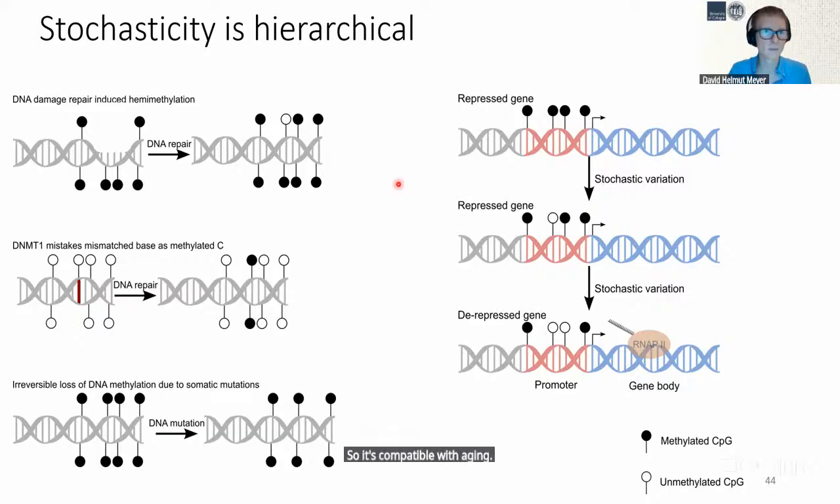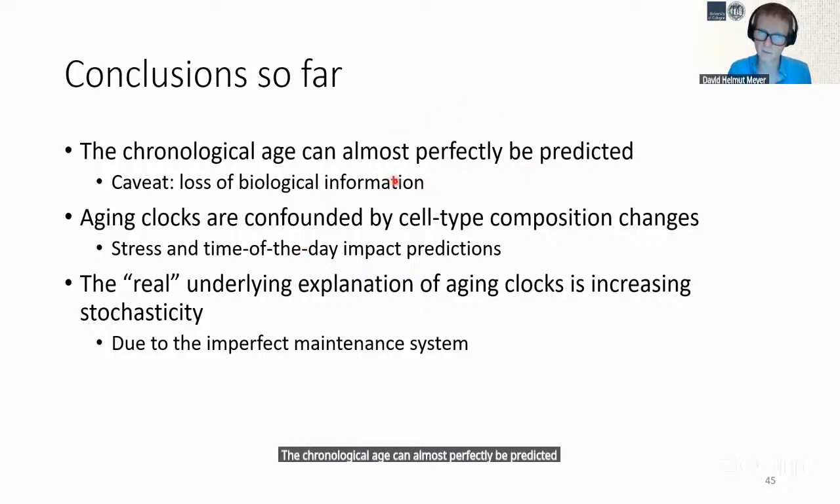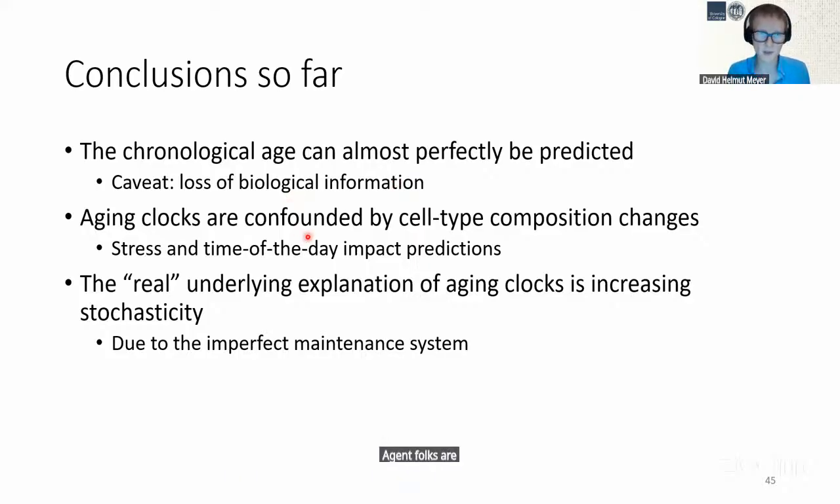And now lastly, maybe a short conclusion. The chronological age can almost perfectly be predicted, but we lose biological information. Aging clocks are confounded by cell type composition. And the real underlying explanation of aging clocks is increasing stochasticity.